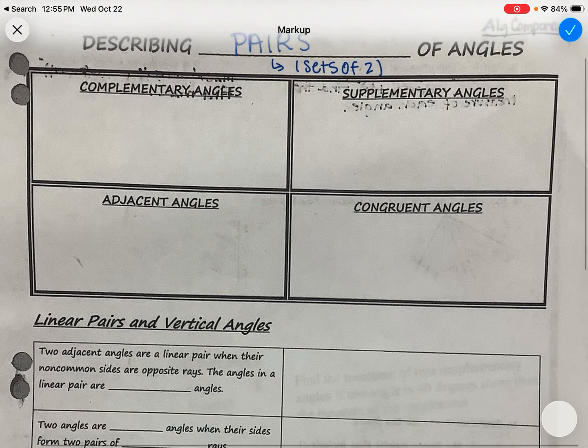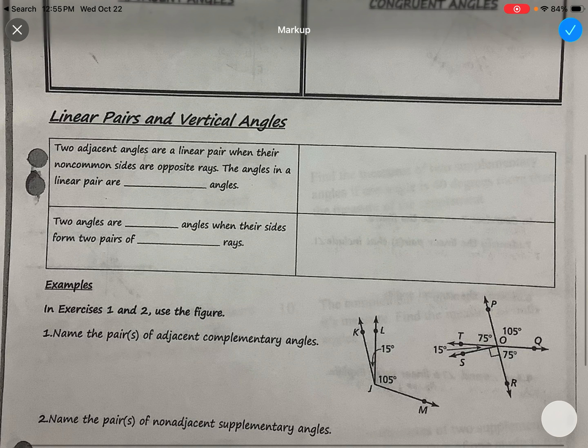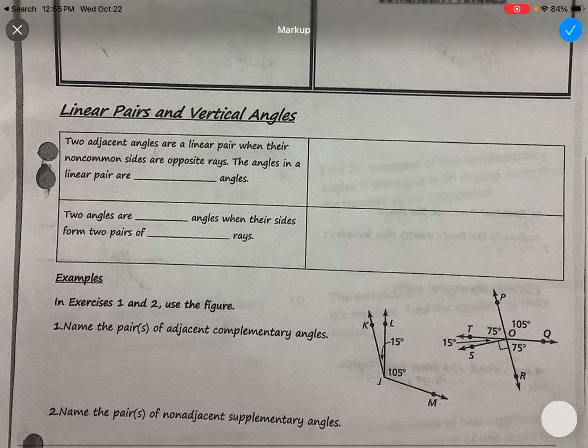Okay, keep your highlighters at this point. Next, we have 2 specific, very special types of angles. They're called a linear pair and vertical angles. Linear sounds like line, and so what you need to remember is that these 2 angles are going to make a straight line.